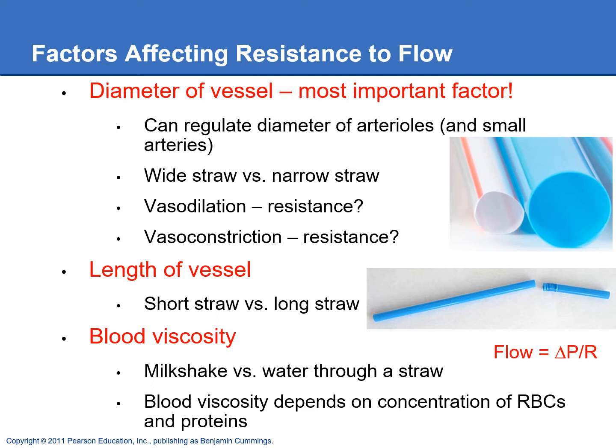So the narrow straw is like the blood vessels being vasoconstricted. And vasoconstricted blood vessels, or the narrow straw, have a much higher resistance to flow. Because it is narrower, the blood is going to be rubbing up against the sides more, creating more friction, and that'll increase the resistance. So if you look at your flow rule again, if you increase the resistance by vasoconstricting the blood vessels, that will decrease the flow.